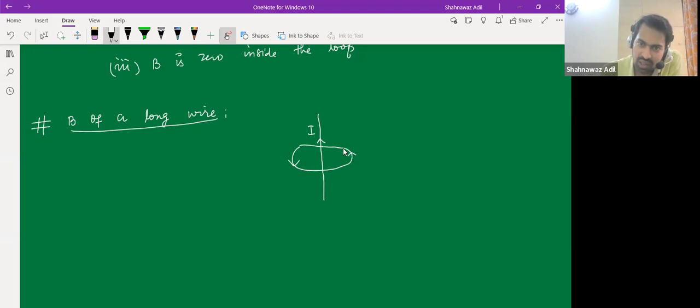So this is where we take the Amperian loop. So we take an Amperian loop at some distance. Let's say we are calculating the magnetic field at this point. So the Ampere circuital law says that the integral of B dot dl is equal to mu naught I enclosed, right?